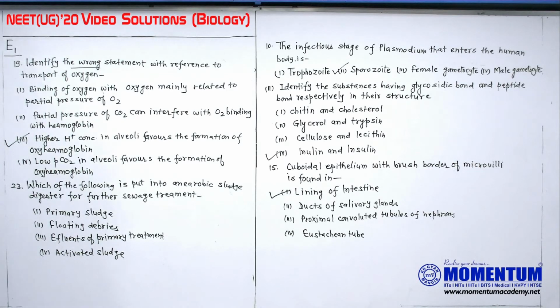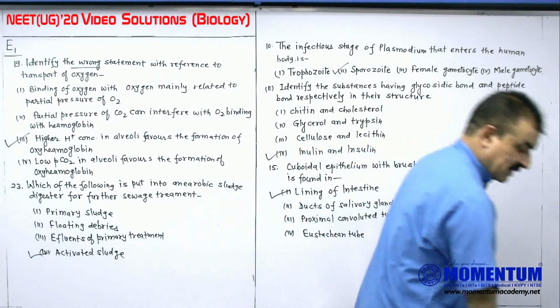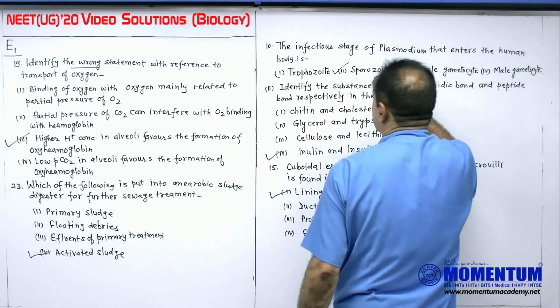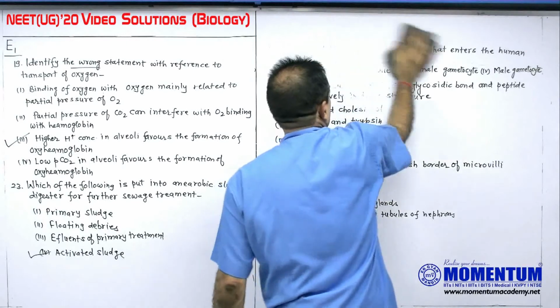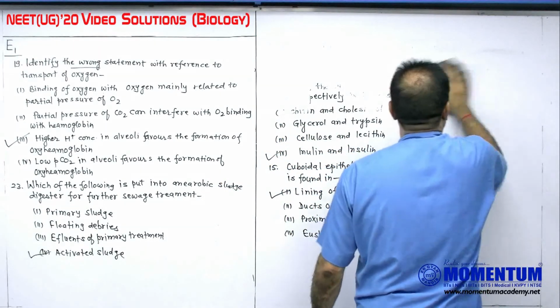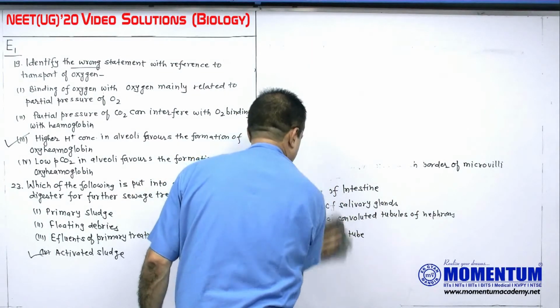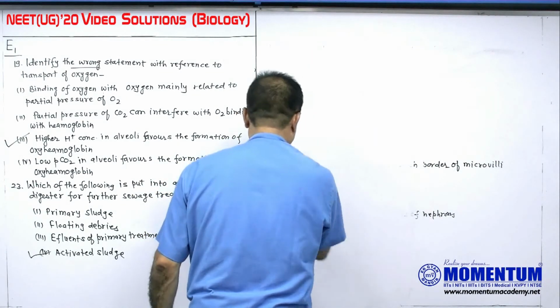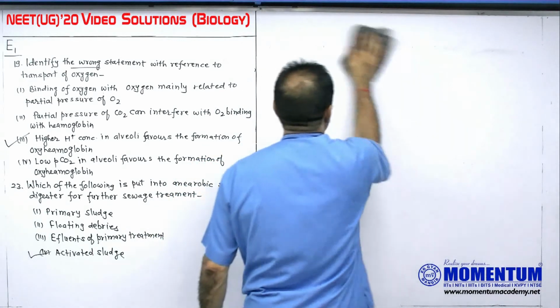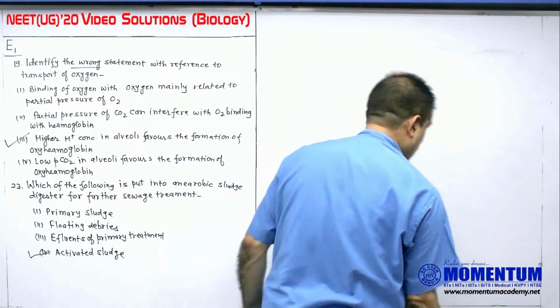So out of four options, the best one is activated sludge, that is used for that purpose. Activated sludge is used for that purpose.